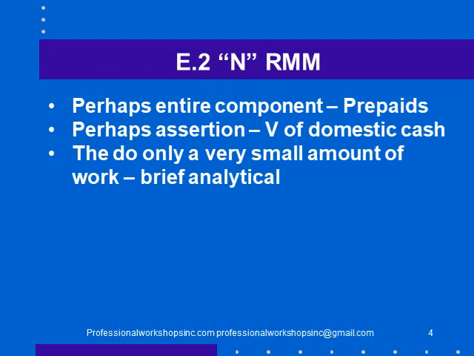Negligible risk of material misstatement, and you've got to think about that for an entire component. Prepaids, probably all the assertions are of negligible inherent risk. Perhaps it's an assertion. Valuation of domestic cash. Well, it's domestic cash. It's in domestic currency. Valuation is not an issue. For foreign cash, you've got to think about foreign currency translation, but that's probably not that hard to deal with. But for domestic cash, small client, all in your home country, valuation of domestic cash should be negligible. If it's negligible, we want to do only a very small amount of work, perhaps only brief analytical.